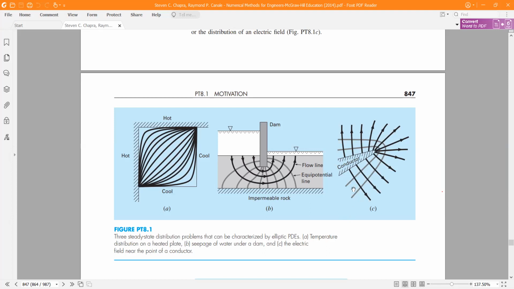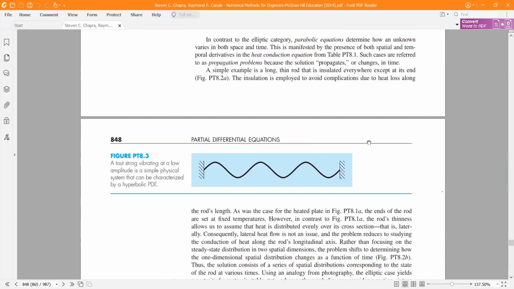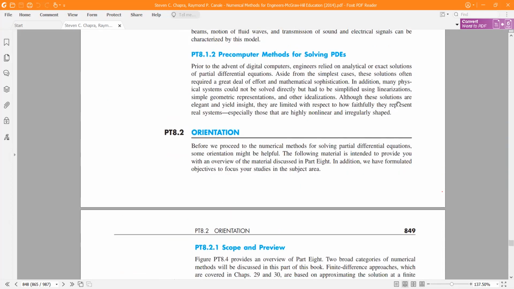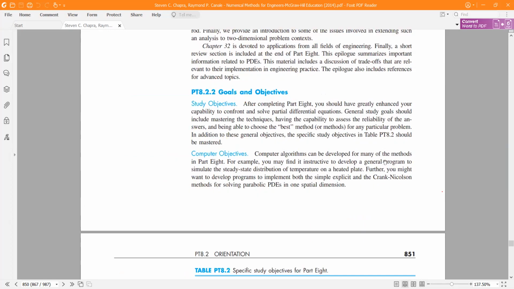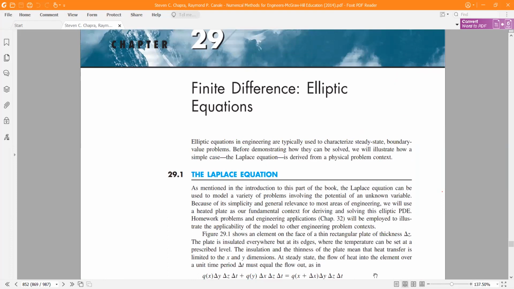That's why electrical engineers learn electromagnetics, okay? So these are the examples. Now I will be illustrating the algorithm, starting from the finite difference method with elliptic equations.